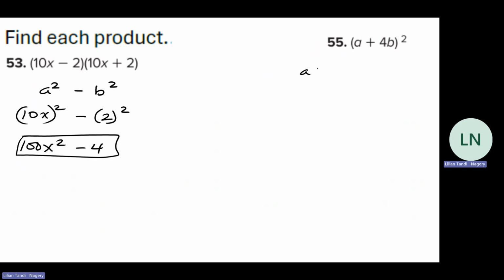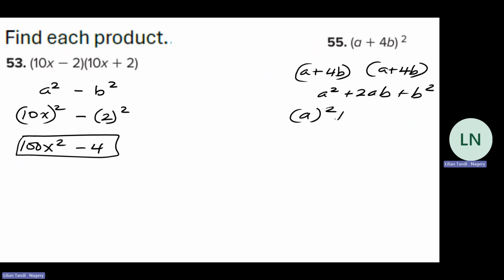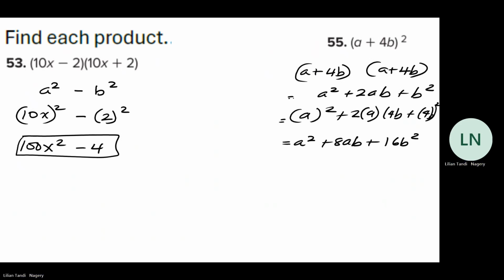This will be a plus 4b, a plus 4b. So you're going to use the Kanun a squared plus 2ab plus b squared. So that will be a squared plus 2 times a times 4b plus 4b squared. This will be a squared plus 8ab plus 16b squared. Okay? And you box your answer.